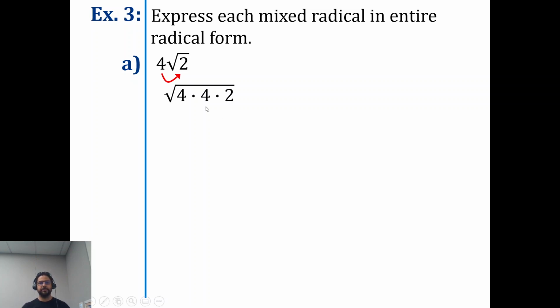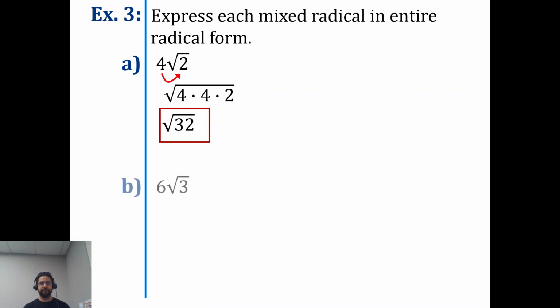Or 2 times 4 is 8. 8 times 4 is 32. So we're going to say it is radical 32, or the square root of 32. Now for later on, we know that the square root of 32 is pretty close to the square root of 36. The square root of 36 is 6. So that means the square root of 32, an approximate answer might be like 5.7 or 5.8. We'll talk about that a little bit later.